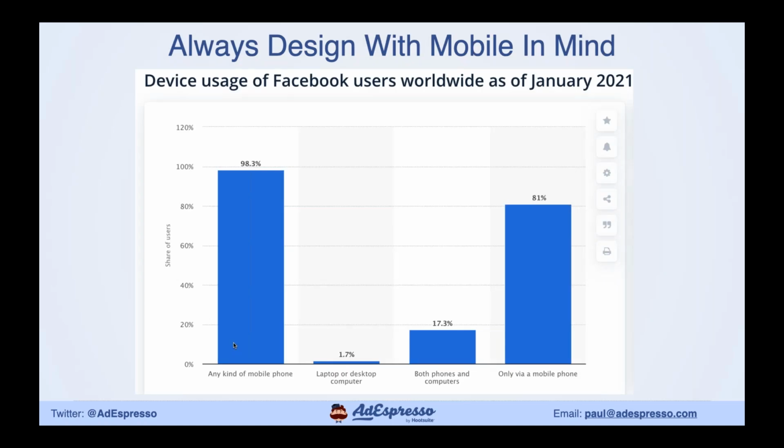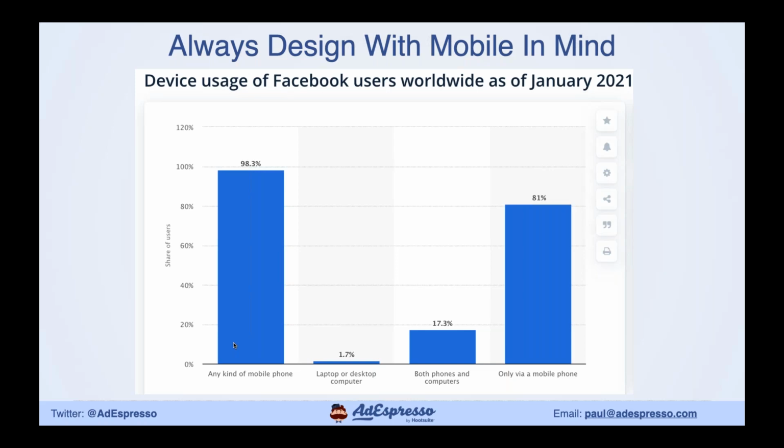Here are some little tips when we're composing the ads. I think this is useful to consider when we look at the different elements of the ad. Always design with mobile in mind. What this table is saying is that only 1.7% of the audience on Facebook uses a laptop or desktop PC exclusively. That means 98.3% of the traffic on Facebook are using mobile devices at least part of the time. And about 81% are accessing Facebook exclusively on mobile.